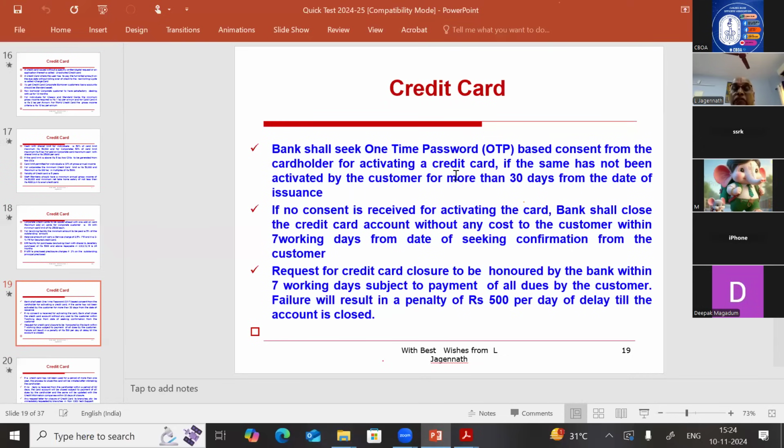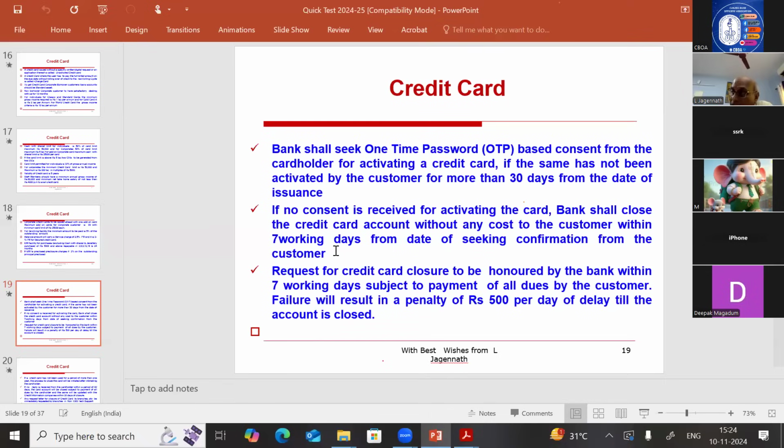Banks shall seek one-time password based consent from the cardholder for activating a credit card if the same has not been activated by the customer for more than 30 days from the date of issuance. If no consent is received for activating the card, bank shall close the credit card account without any cost to the customer within 7 working days from the date of seeking confirmation from the customer.